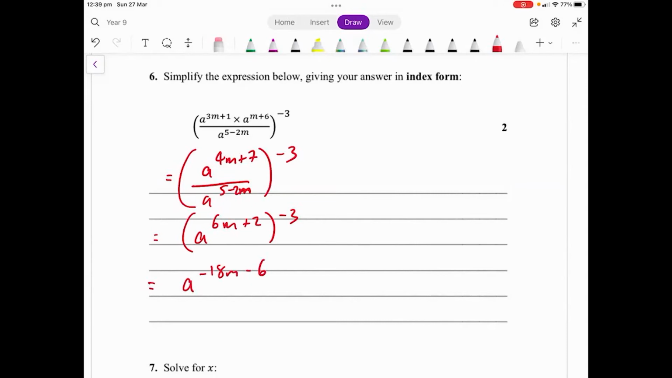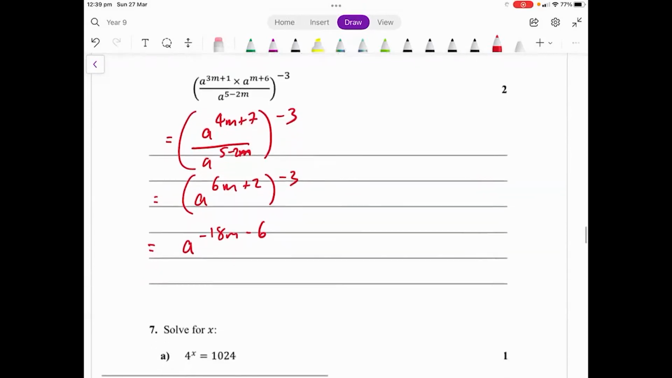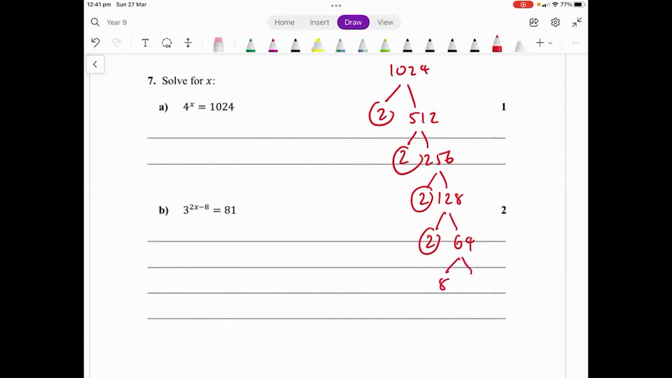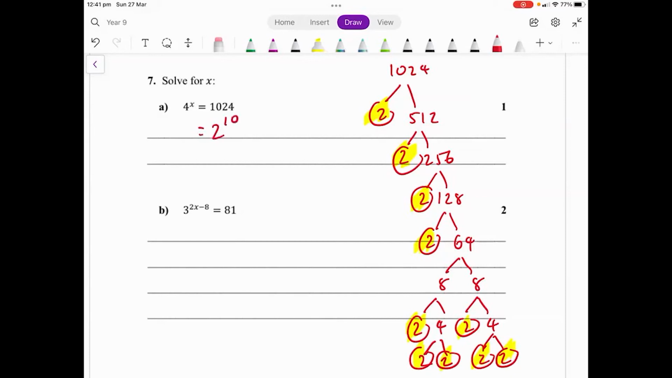Question 7 is a little bit tricky, but it turns out that if I have two numbers and the bases are the same, that means that the powers should be the same as well. So 4 is the same as 2 squared, so I can write that as 2 to the power of 2x. 1024, if I do my factor trees, it becomes 2 to the power of 10. So 2 to the power of 2x is equal to 2 to the power of 10. Because the bases are the same, that means that 2x is equal to 10, or x is simply equal to 5.